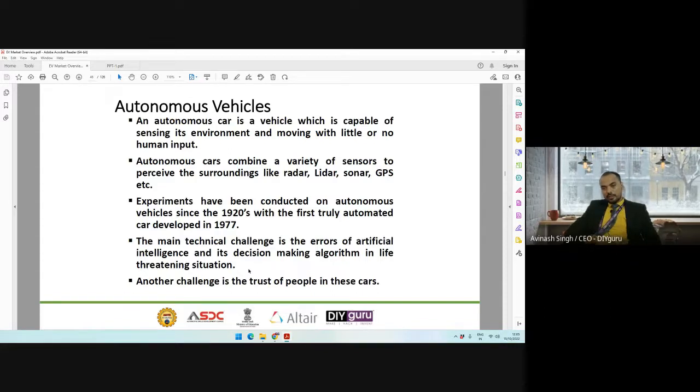It all depends on what data sets are given to the vehicle's artificial intelligence system, so that, by just using their GPS and lidar, they can detect whether a person on the road is a real live person, and whether they should stop and all that. Another challenge is the trust of people in this car. Autonomous vehicles are not very well adopted in the market because of the trust factor again.